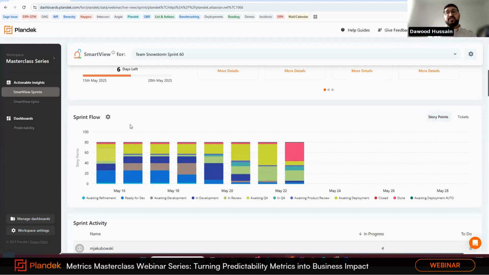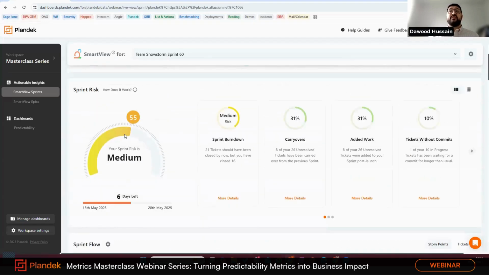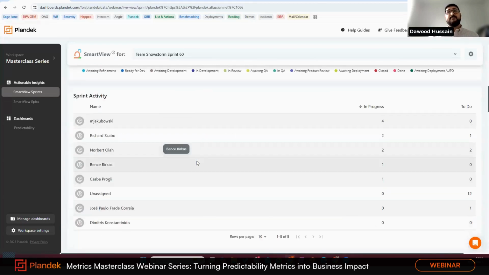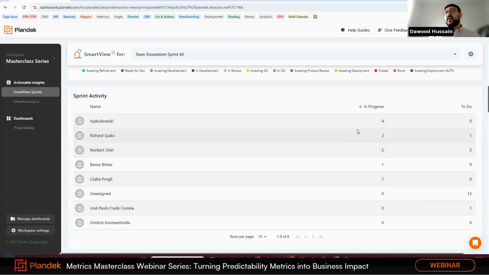The functionality in SmartView sprints removes the need for you to constantly switch between the tool that you're using for issue tracking, whether that be Jira or ADO, and Plandek. Everything that you have is here. All the analytics that you need is here to understand where your current sprint is at, what issues you have within your current sprint, and the risk for your sprint too. But also, when we break it down into the developers within the sprint, we can see the sprint activity, which developers have tickets in progress, which developers have tickets in new, and what we can do to refactor some of this work to make sure that people don't feel overloaded.